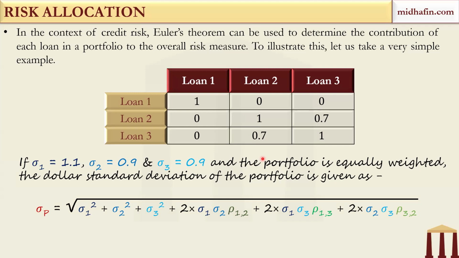Two of these terms will disappear because rho 1,3, the correlation between 1 and 3, is 0. Correct? The correlation between 1 and 2 is also 0. The only correlation which remains is between 2 and 3, which is 0.7. So this part will only remain. These two will be gone. Sigma 1, sigma 2, sigma 3 values you know. Quickly tell me what will be the answer.